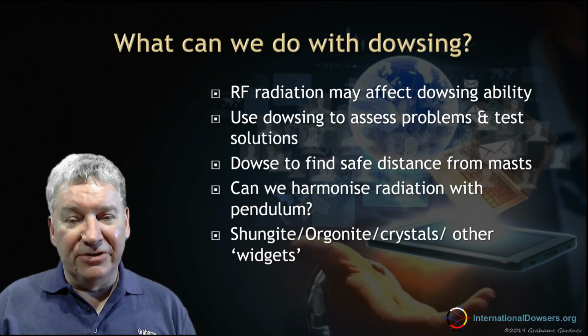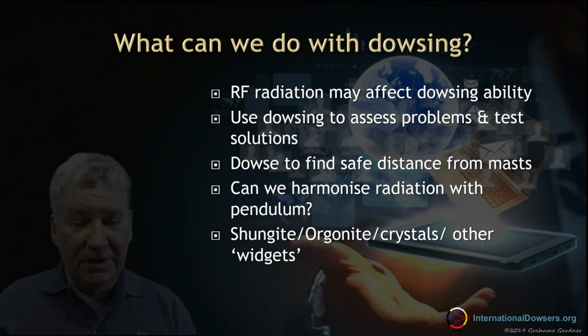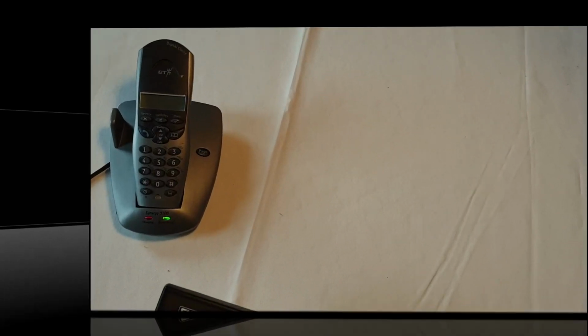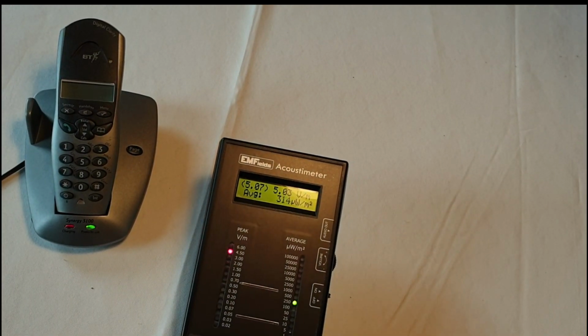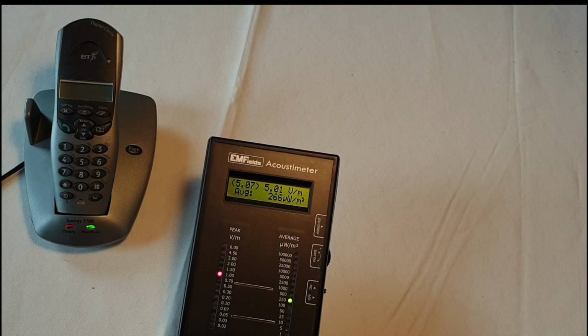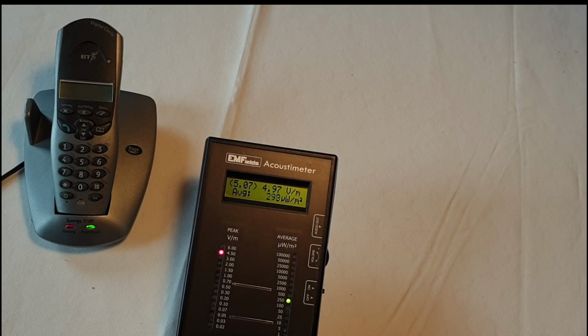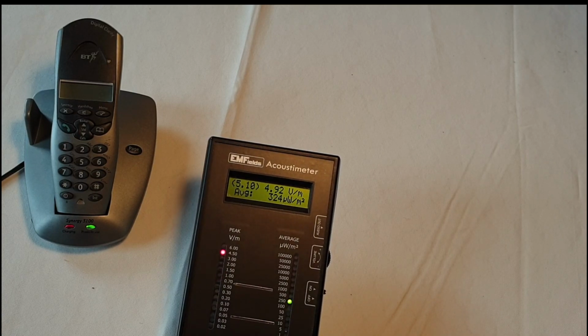So these are certainly worth experimenting with. There is some slight reduction, I think, with these, but a test meter still shows the radiation levels as being very high. So let's see if there's anything we can do with our dowsing. So here's a DECT cordless phone, and I'll just try the readings on my acoustic meter. So you can see it's around 5 volts per meter on the peak, and 300 to 400 on the average microwatts per square meter. So let's see if we can balance this with our pendulums.